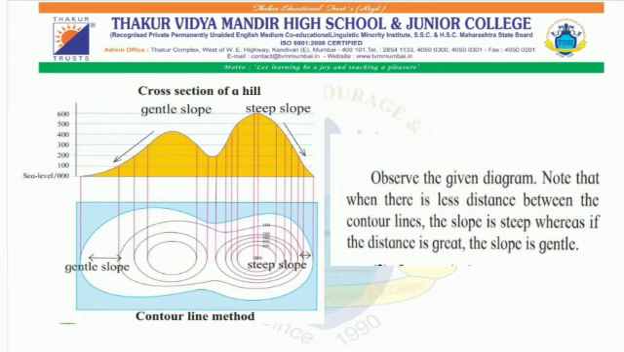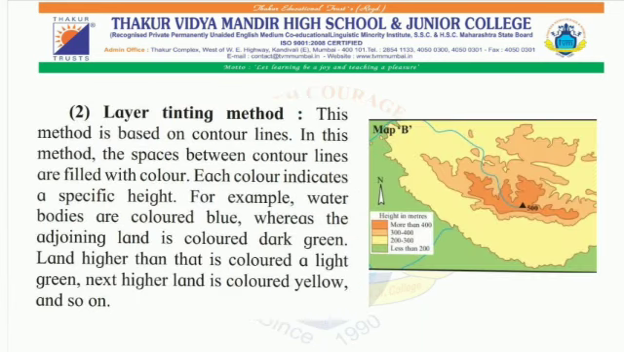Now let us move forward. The second one is the layer tinting method. This method is based on contour lines. In this method, the spaces between contour lines are filled with color. Each color indicates a specific height. For example, water bodies are colored blue, whereas adjoining land is colored dark green. Land higher than that is colored light green, and the next higher land is colored yellow, and so on.